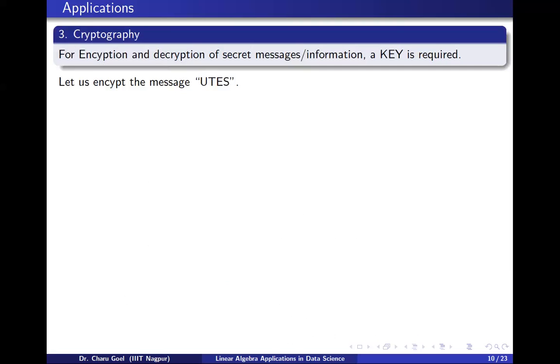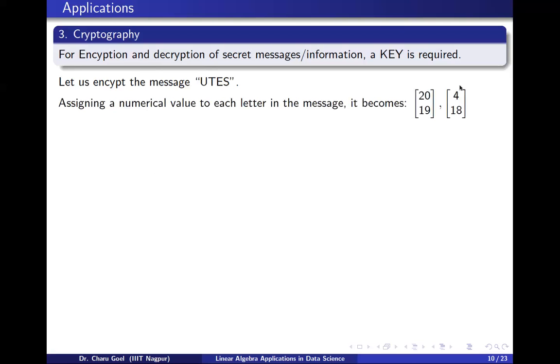Because it's secret information, we would need a key to encode or decode it. So for instance, I have taken a very simple example. Let's say I have a message UTES and I want to send it to someone so that it is not leaked in between. So what I am going to do, I will assign a numerical value to each letter in the message. The letters are: first letter U, second letter T, third letter E, and fourth letter S.